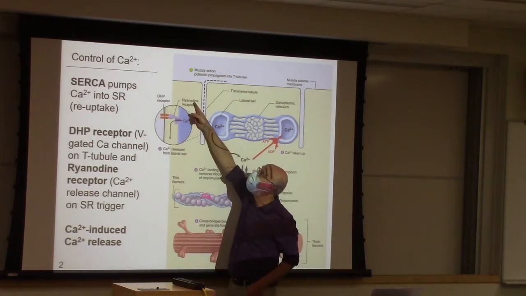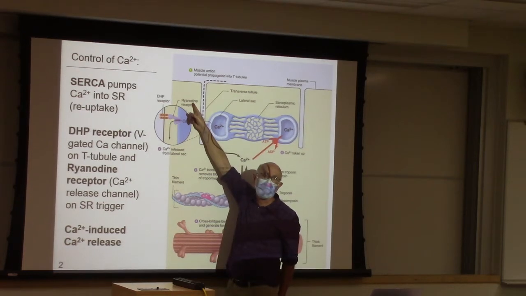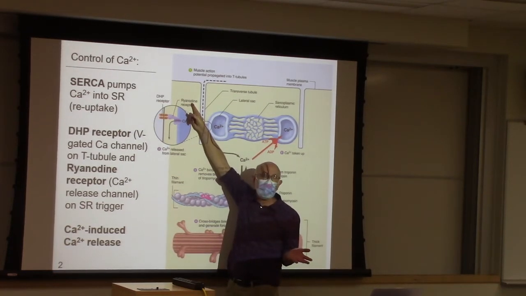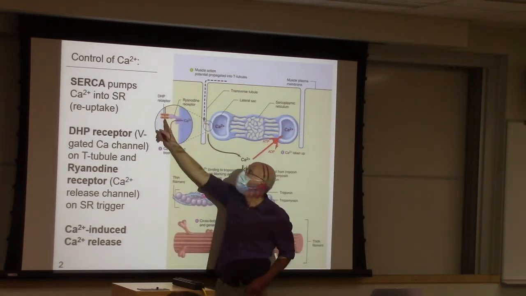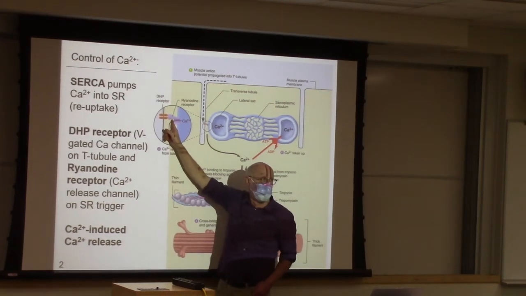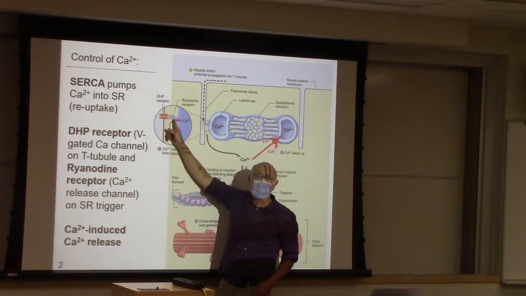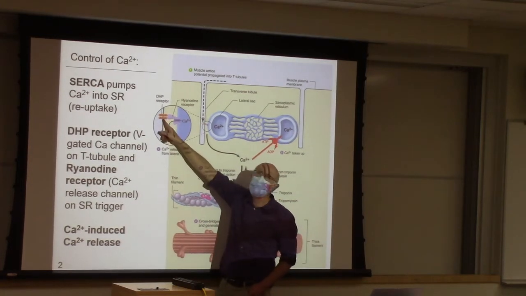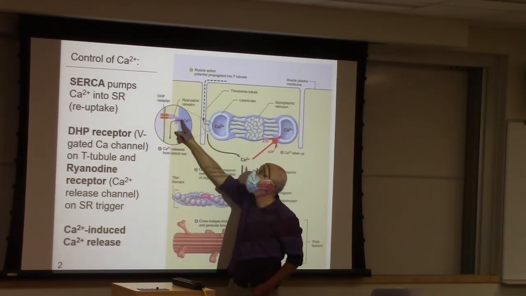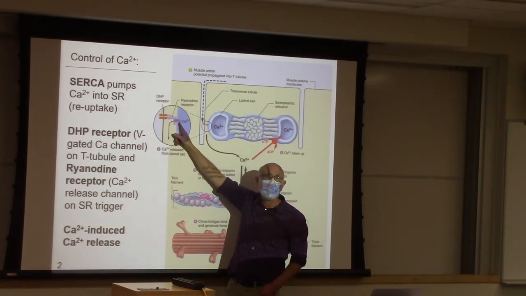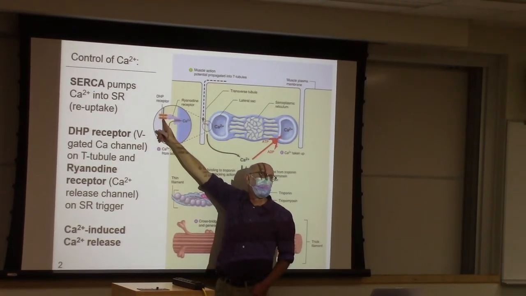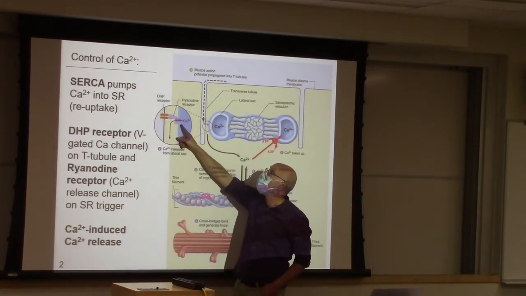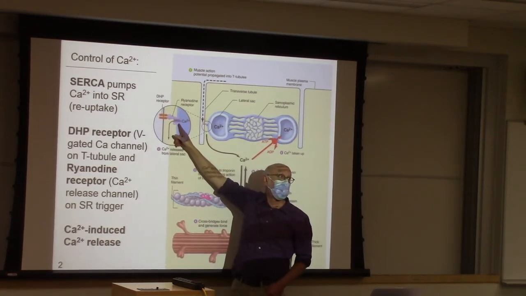Your book calls it the ryanodine receptor because your book is using pharmacology names instead of physiology names. So the DHP receptor, in this case, is in physical contact with this other receptor, which your book calls the ryanodine receptor, and I call the calcium release channel. So let's use physiology terms. The voltage sensor of the T-tubule membrane is in contact with the calcium release channel of the SR membrane. And a conformational change of the voltage sensor causes an opening of the calcium release channel in the SR membrane.